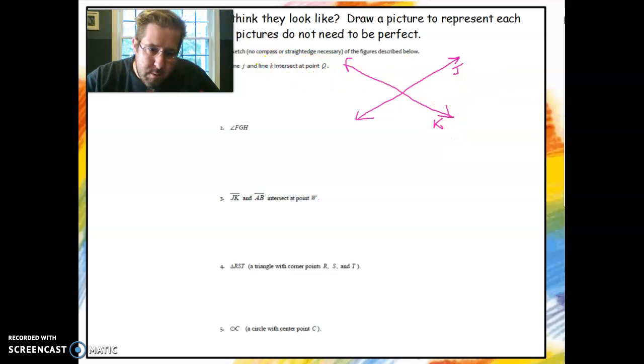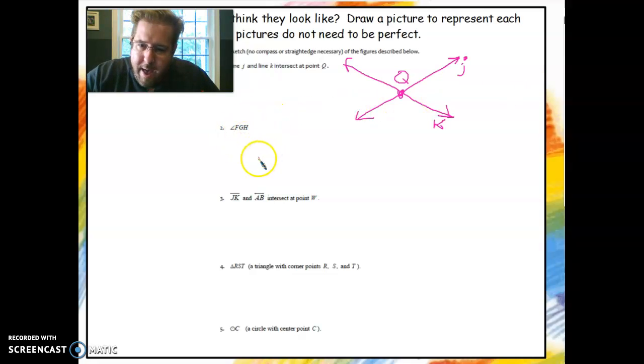Sorry, I can't really write lowercase k's very well. I guess it's supposed to be something like that. And they intersect at point Q. Now that's going to be capital Q. And I guess I kind of messed up over here, didn't I? So I need to be careful with that. It needs to be a lowercase j, not an uppercase J.